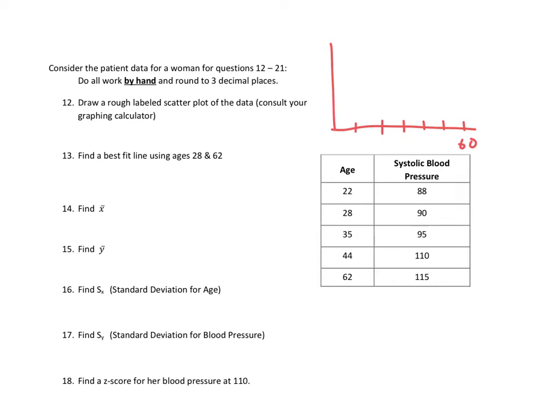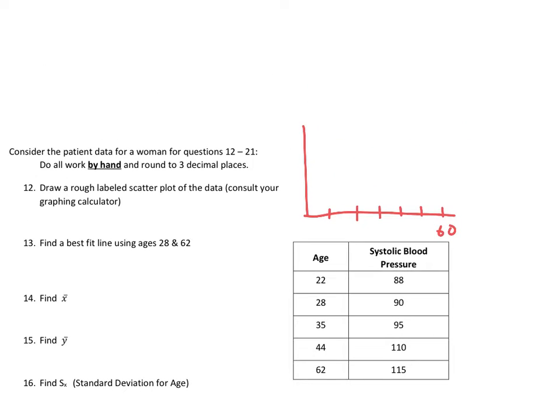So there's 60. And then we're going up to 115 here. So I'm going to go up by a little larger numbers. Maybe we'll go up by 20s here. 20, 40, 60, 80, 100, and 120. Okay. All right, so this will be age. Let's get some labels. And this will be blood pressure.